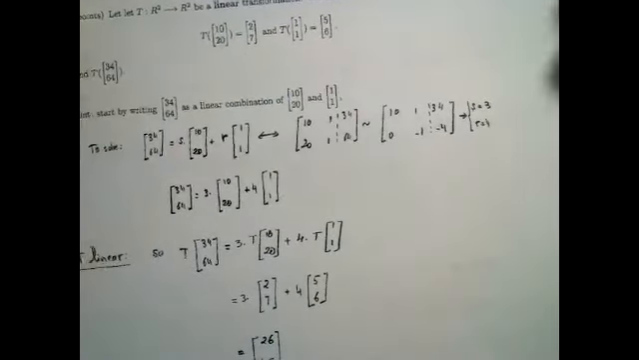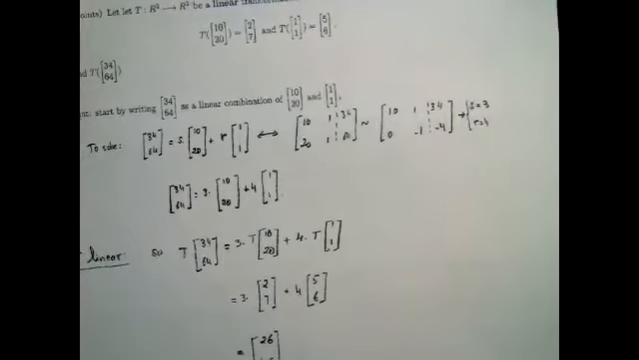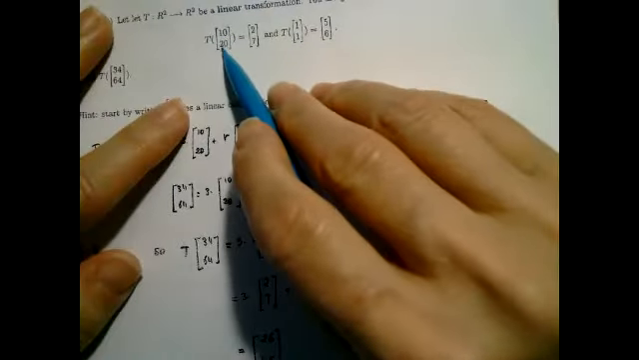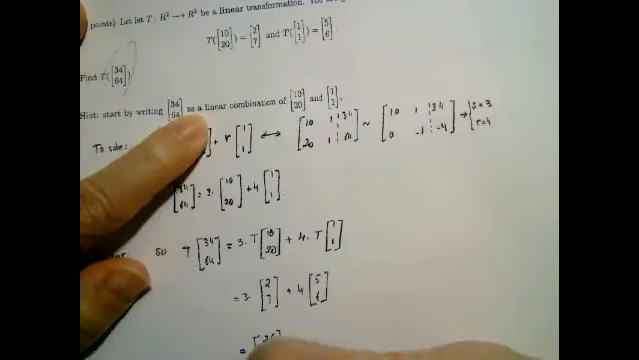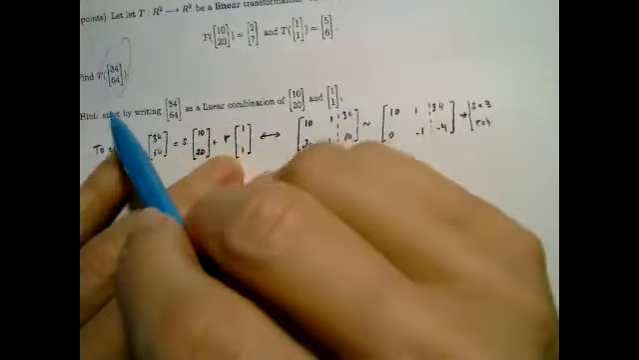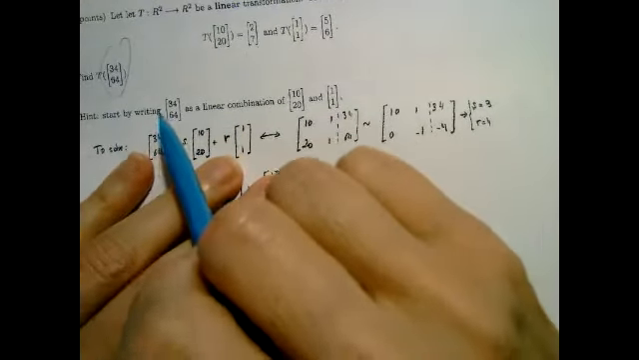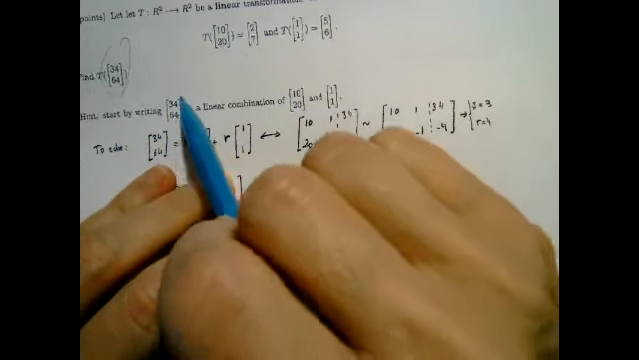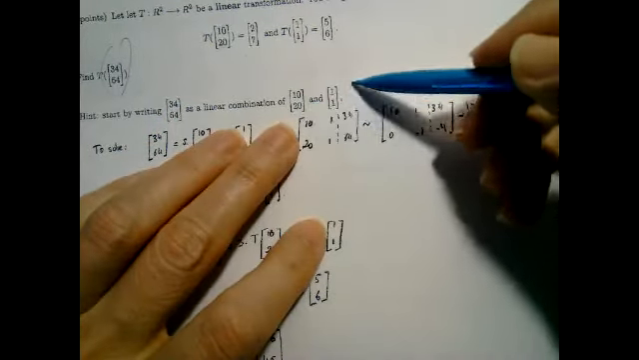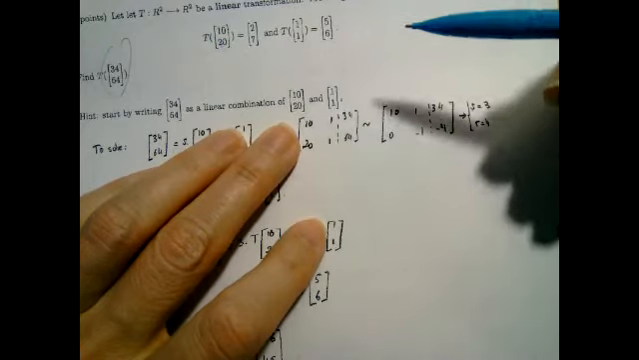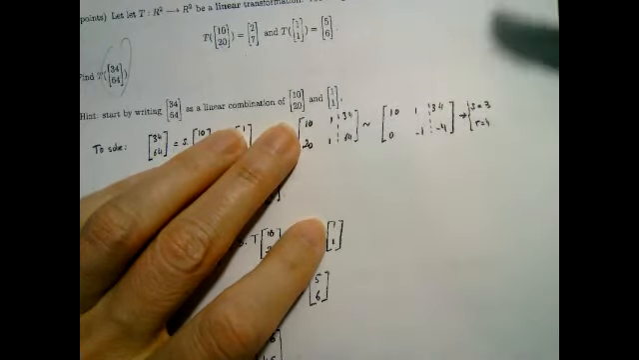So this is a really weird question because I'm not giving you E1 and I'm not giving you E2. So you don't know what T does to E1 and you don't know what T does to E2. But how can we still find what T does to any vector? And I give you a hint. The only way you can do it is take the vector and write it as a linear combination of those two vectors. So that was my hint.